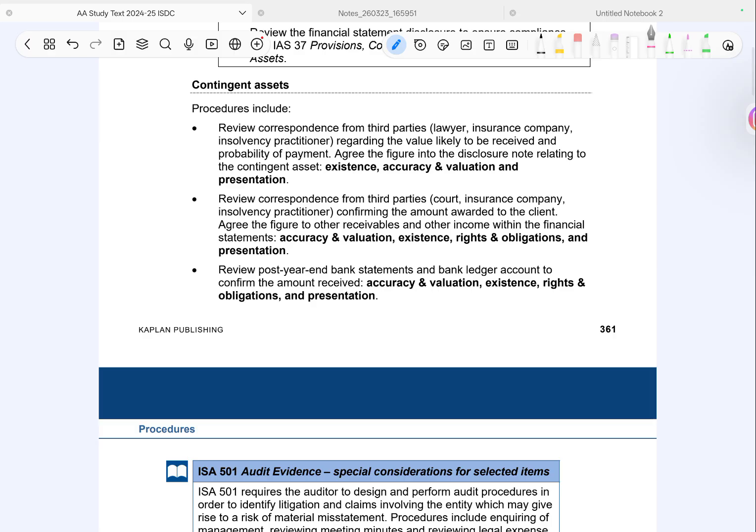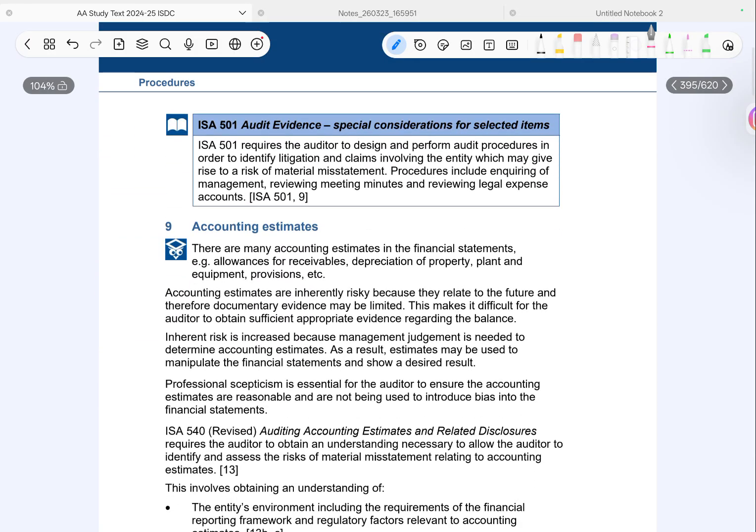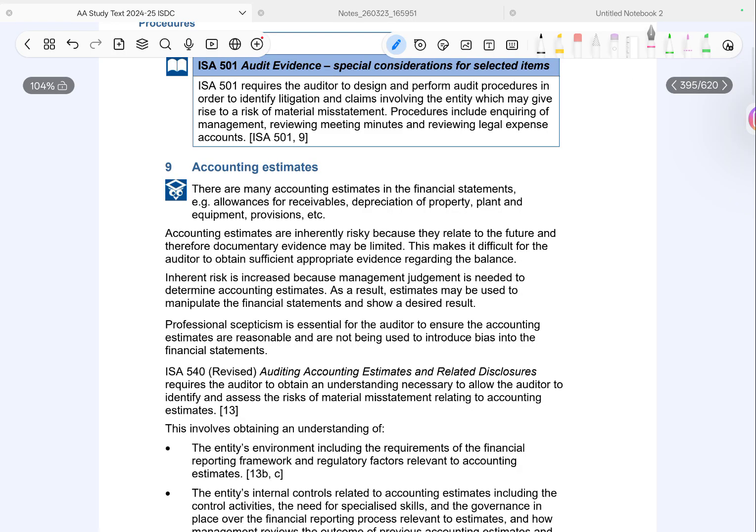Post-year-end bank statements are also reviewed to confirm whether any cash has actually been received. This helps verify existence, valuation, and rights to the asset. Overall, the aim is to ensure that contingent assets are neither overstated nor incorrectly recognized and are properly disclosed in line with accounting standards. ISA 501 requires auditors to specifically consider litigation and claims that could lead to material misstatements.